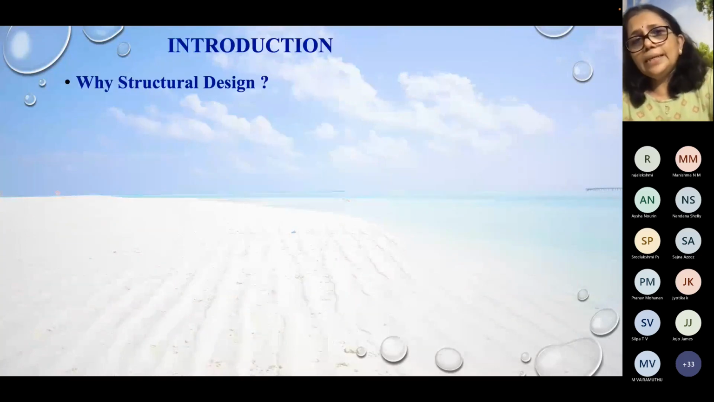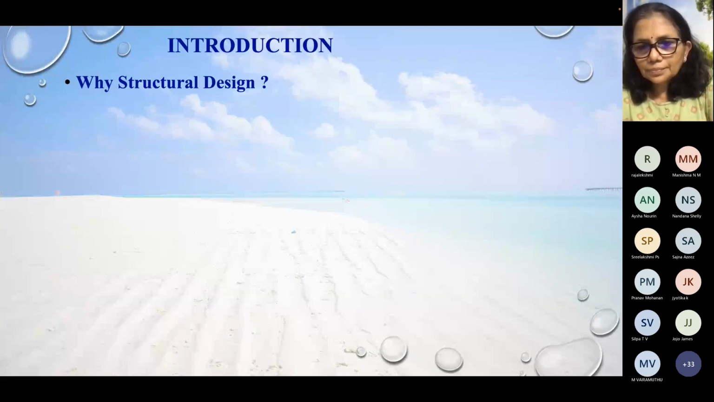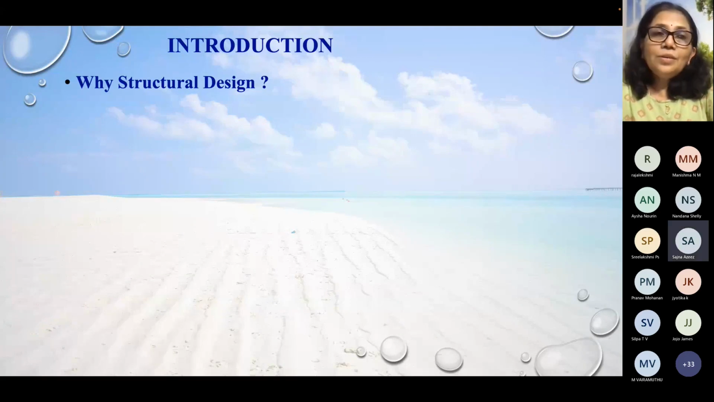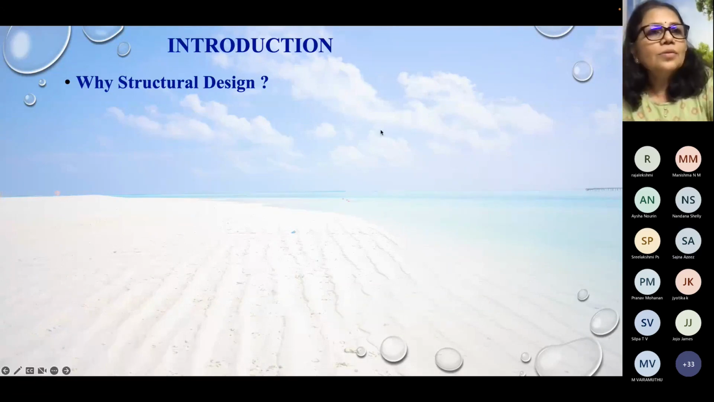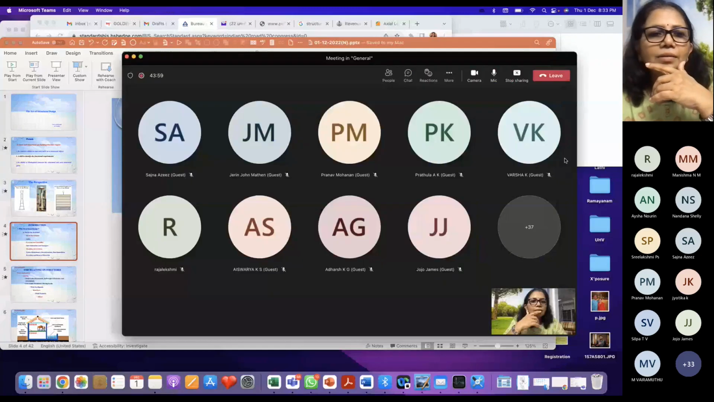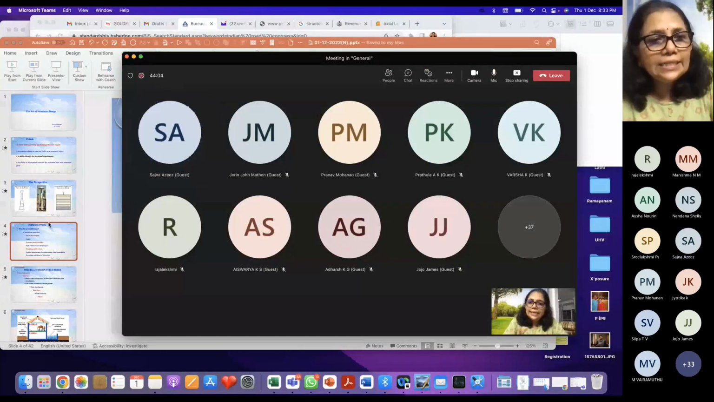Now, why do we design any structure? Any answer? Why design any structure? For meeting our needs, to fulfil our requirements. Excellent, to meet our needs.